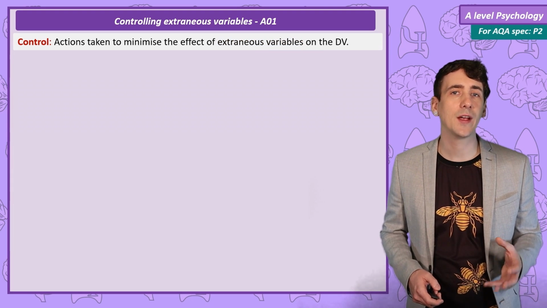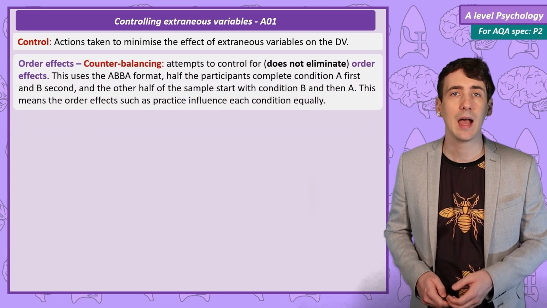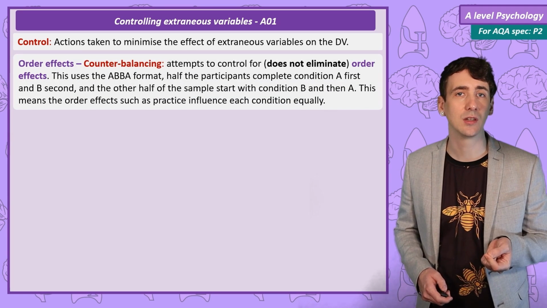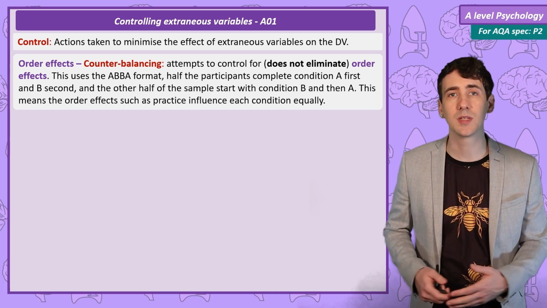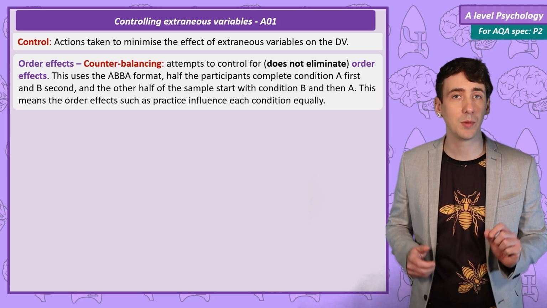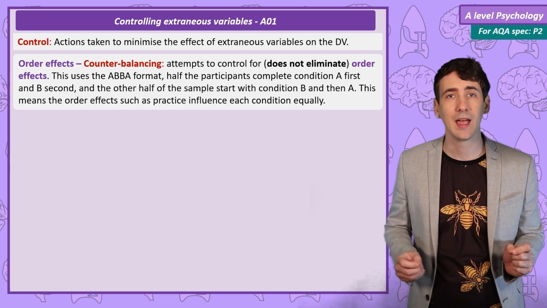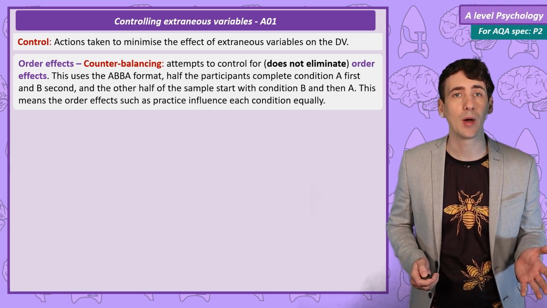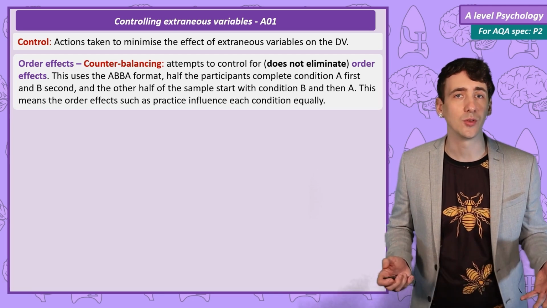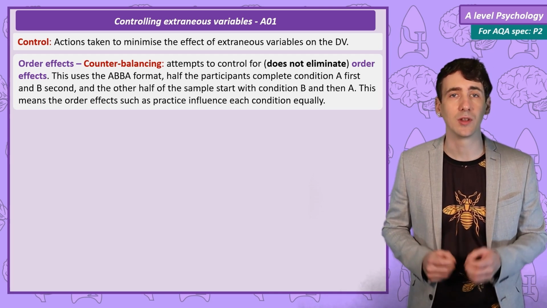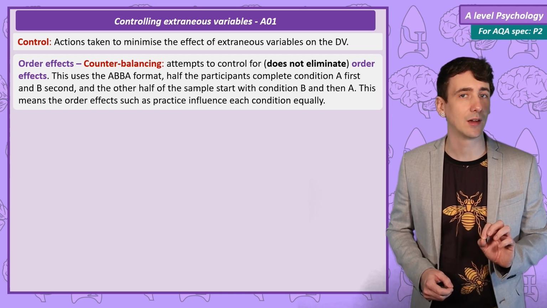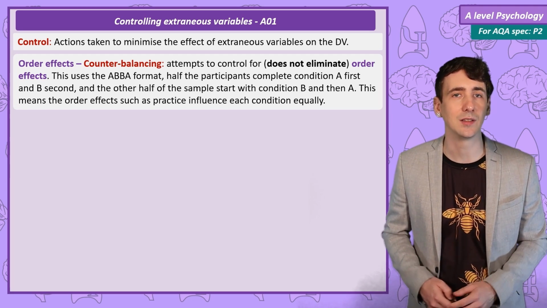To control for order effects, we would use counterbalancing. As completing one condition first can change participants' performance in the second condition by giving them practice or making them tired, counterbalancing, splitting the sample of participants in half and getting each half to do one of the conditions first, means any effect due to practice or fatigue is cancelled out, because it's the same in both conditions. But importantly, while we can say we've controlled for order effects, we can't say that they've been eliminated.